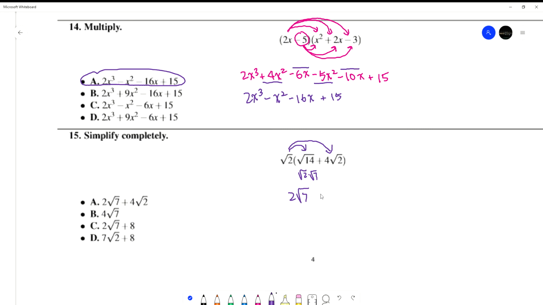And for the next one, I have radical 2 times 4 radical 2, so that's 4 times 2, right? Radical 2 times radical 2 is 2. So now I have 2 radical 7 plus 8. And that's your answer. Okay, so that's answer choice C.